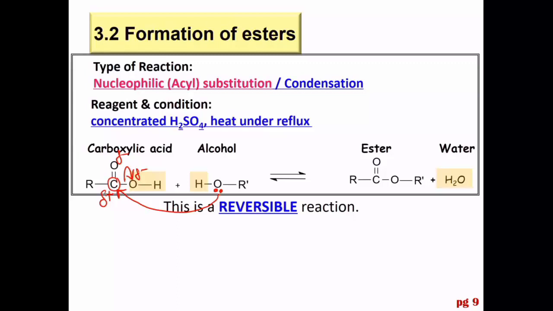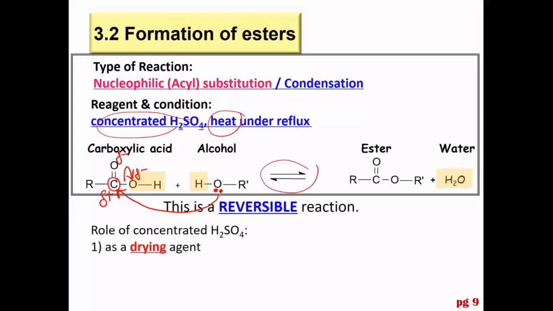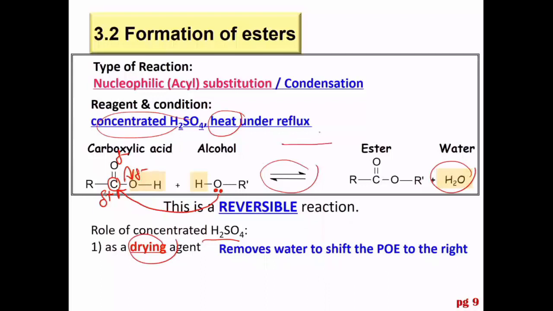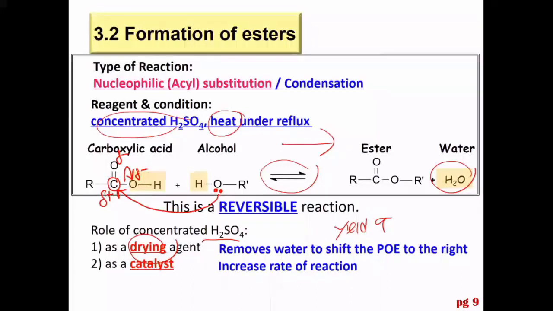Now take note, this is a reversible reaction and we need concentrated H2SO4 and heat for the reaction to take place. Why do I need concentrated H2SO4? You notice that this is an equilibrium. Therefore, the yield will not be very high. And in order to increase the yield, I need H2SO4 to act as a drying agent, which will take away water. So you will shift the position of equilibrium to the right-hand side to produce more ester because water is being taken away. As a result, the yield of your ester will increase. Then H2SO4 is also used as a catalyst to speed up the rate of the reaction to establish the equilibrium faster.